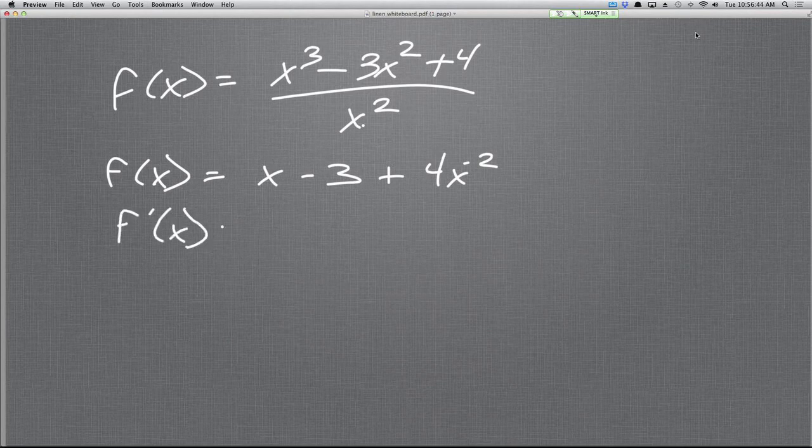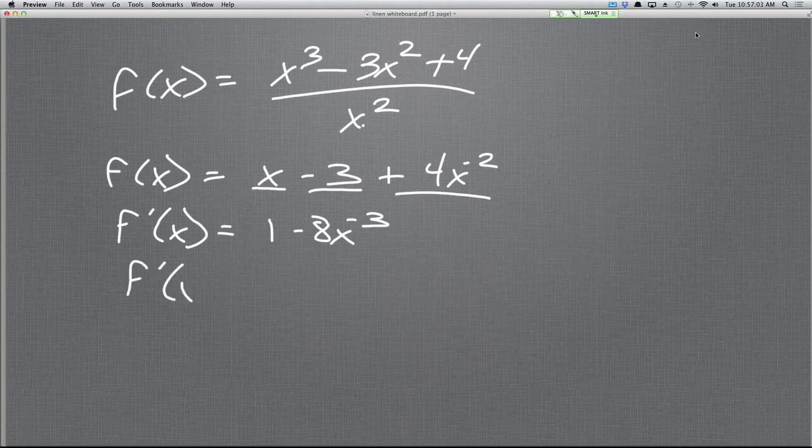So the derivative of x is 1. Derivative of negative 3, 0. Derivative of that, negative 8x to the negative 3. So I would like 1 minus 8 over x cubed. That's what I would like.